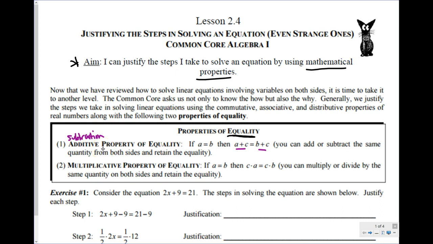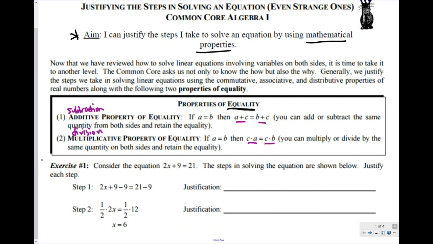It has a name. The other property is the multiplicative property, and we can also include division here as well. That says that if two things are the same, then if we multiply or divide by the same quantity on both sides, it stays equal. That's like saying if I multiply one side by 3, I have to multiply the other side by 3. So we have two new properties to work with.